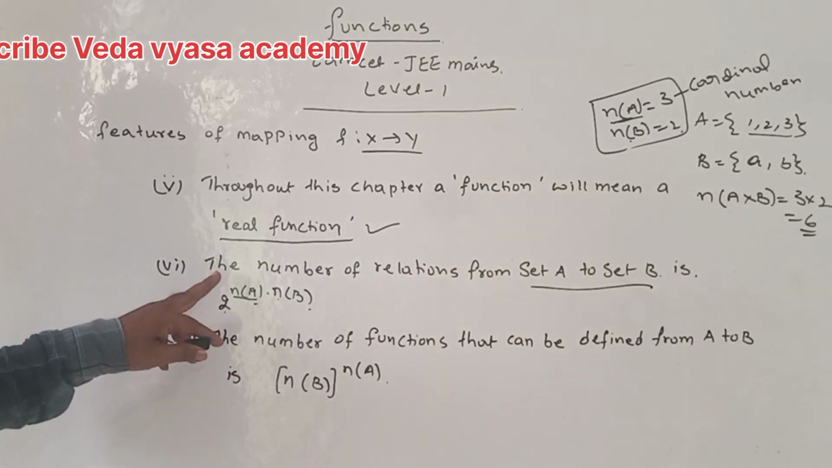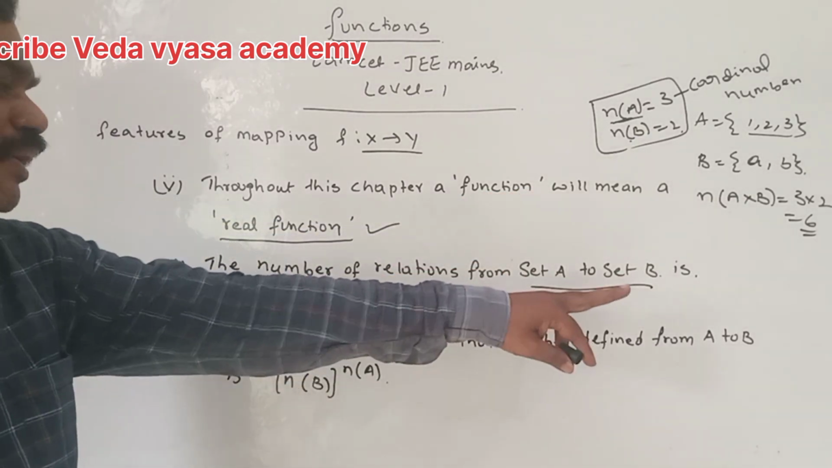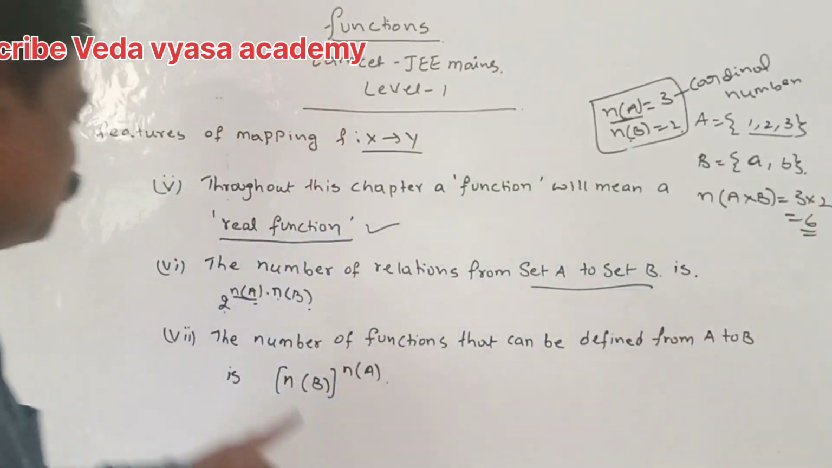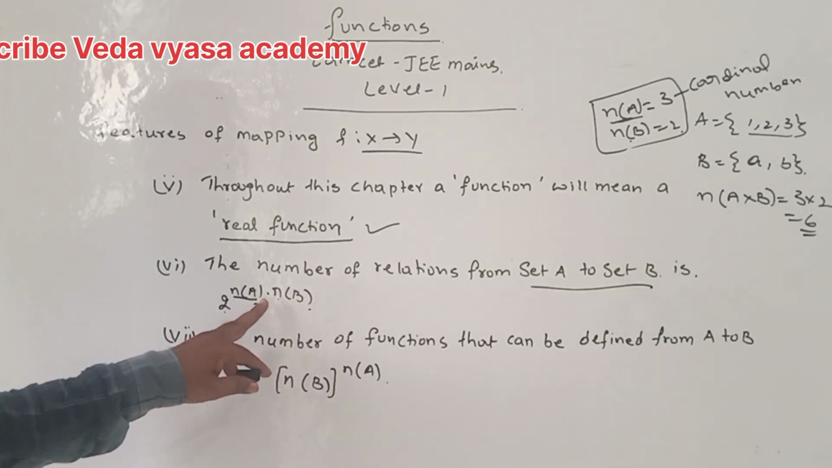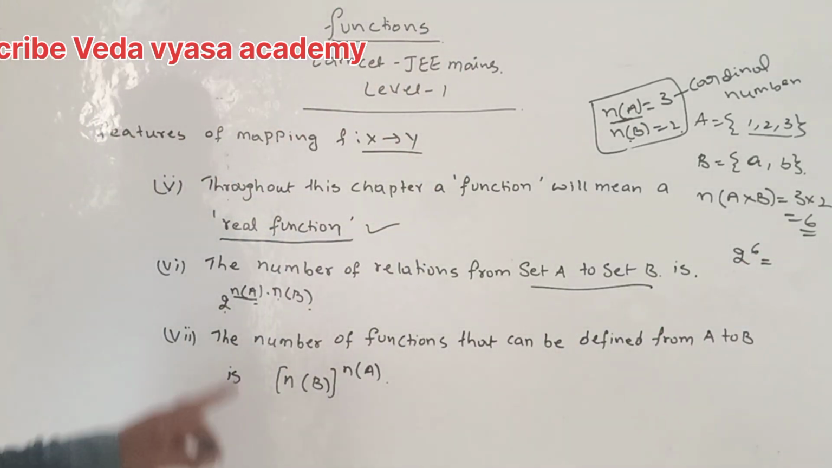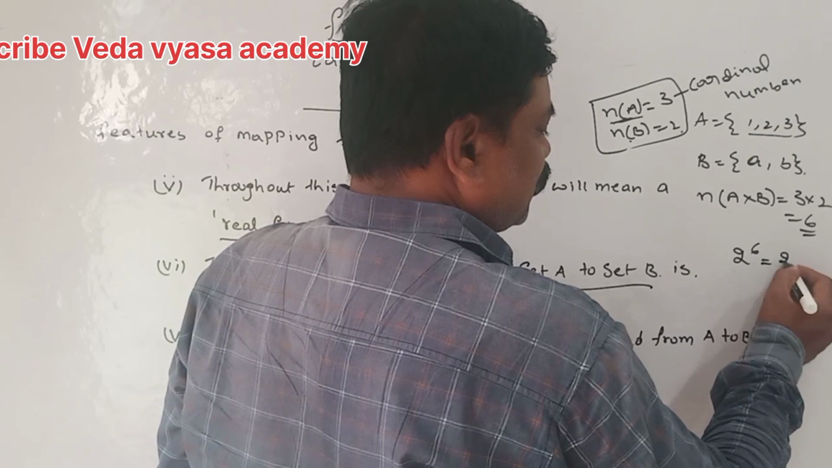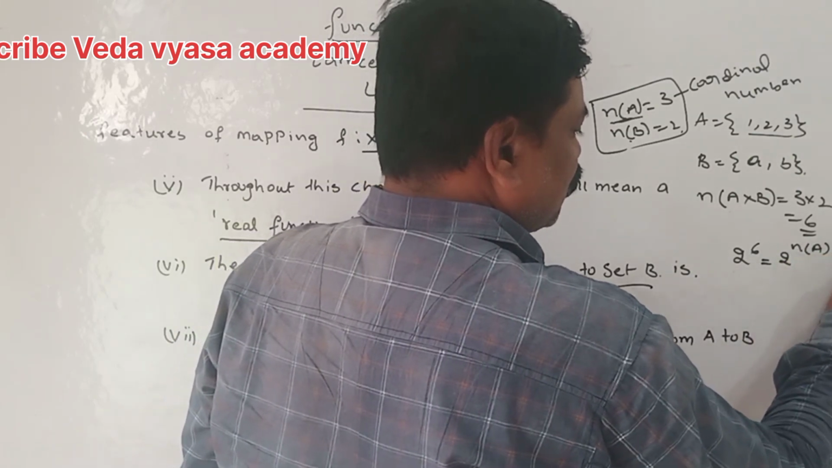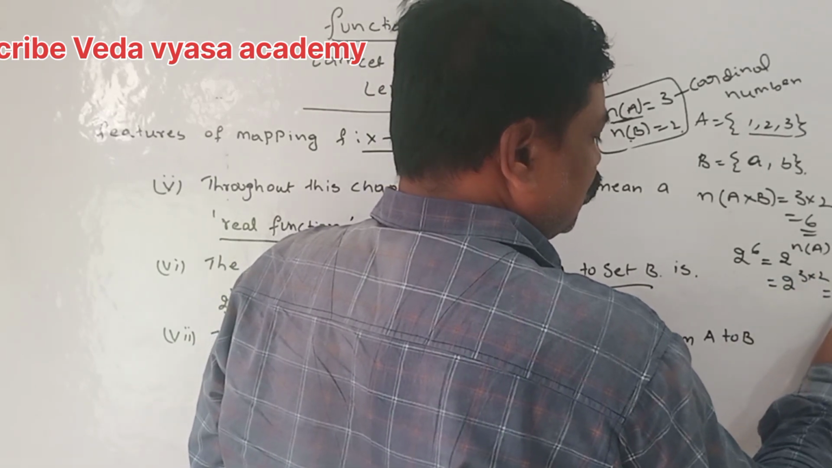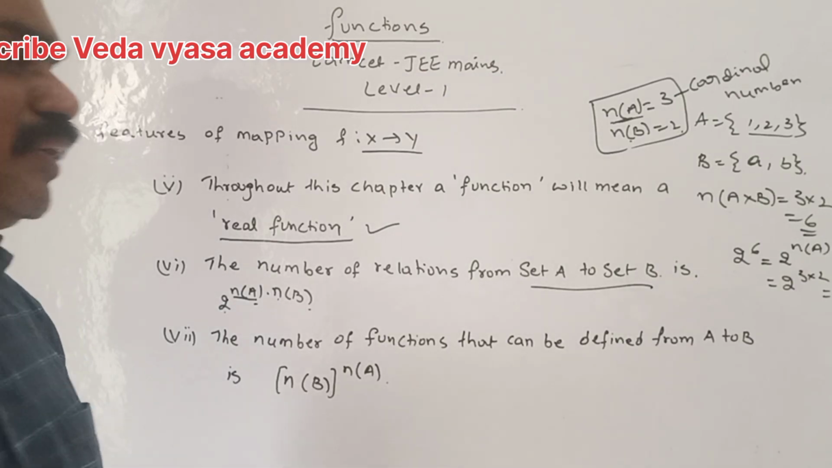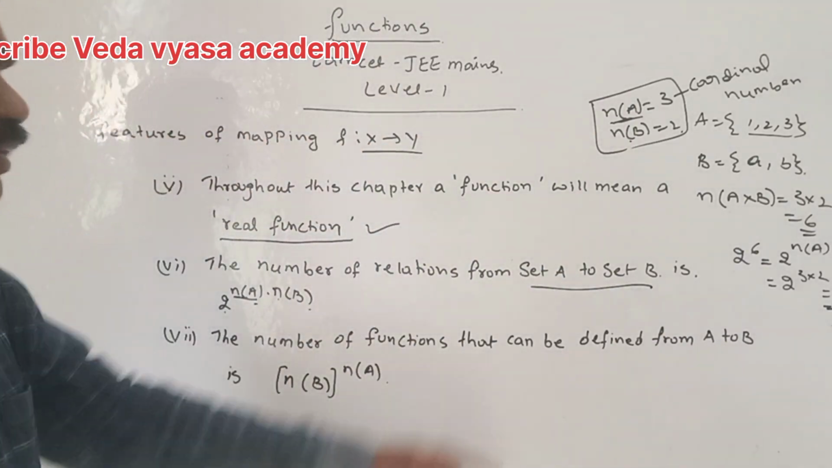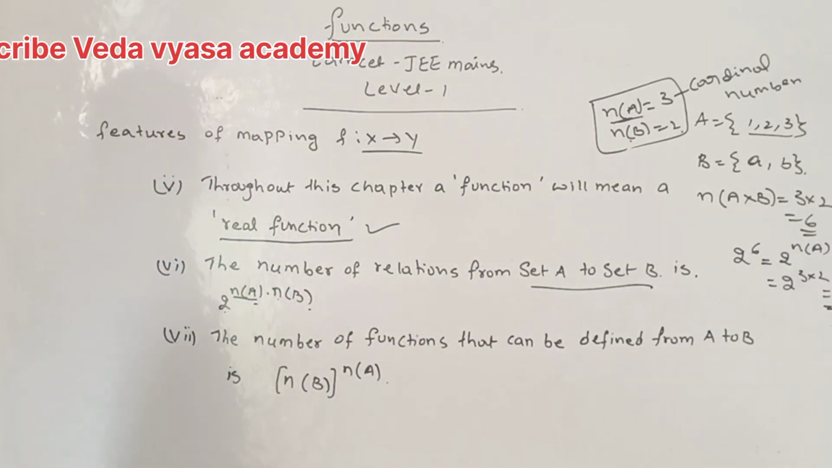The number of relations from set A to set B is 2 power number of A cross B, that is 2 power 3 into 2, which is 2 power 6. That is 2 power number of A into number of B. 2 power 3 is equal to 8, and 8 into 8 is 64. So in this case, the total number of relations is 64.